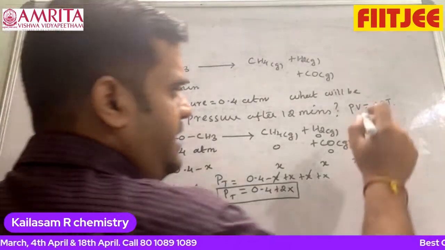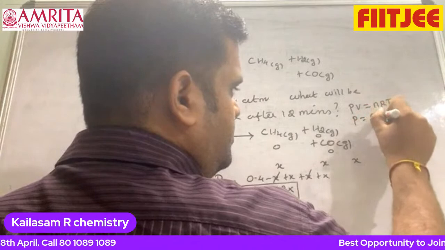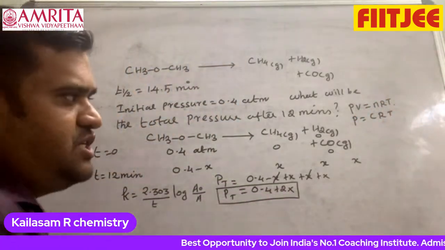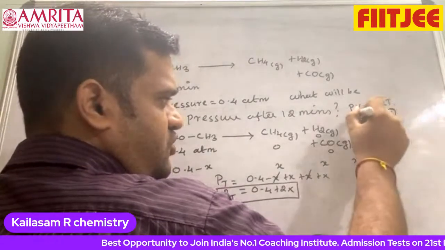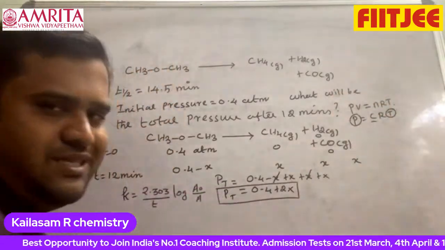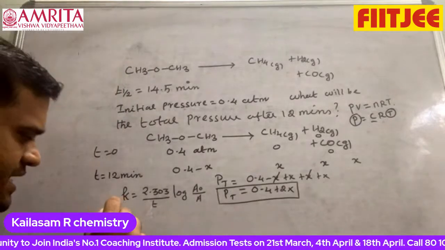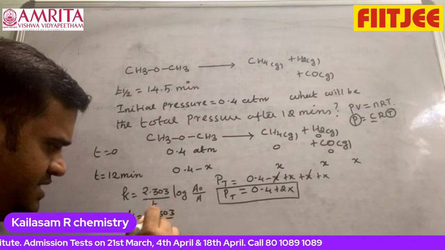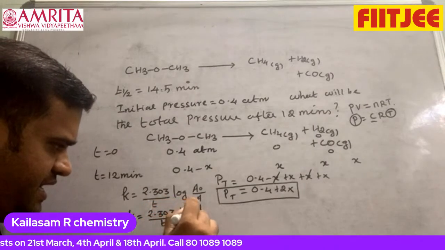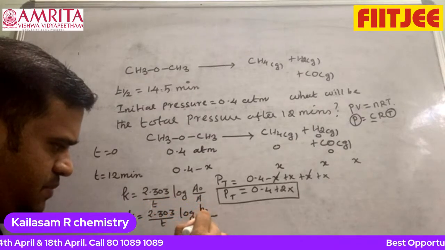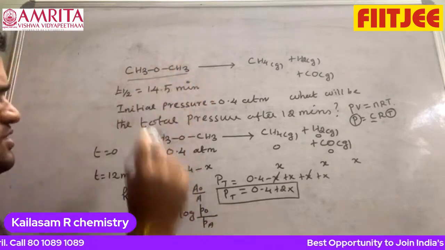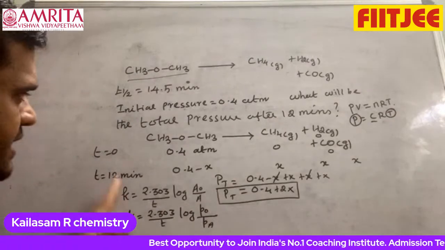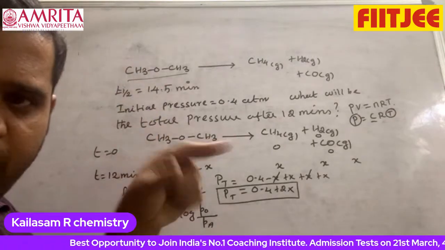Right now I can write that P is equal to CRT, where n by V is the concentration. Therefore, temperature is constant, so pressure is directly proportional to concentration. That means I can take k equal to 2.303 by t log of P naught by PA. Now the question is how I am going to find k. They gave the t half, which is 14.5 minutes.